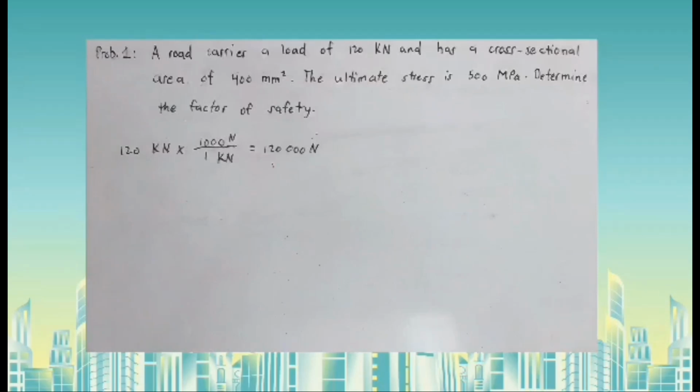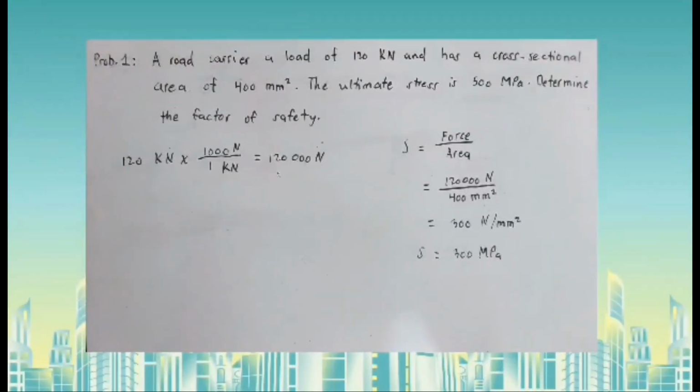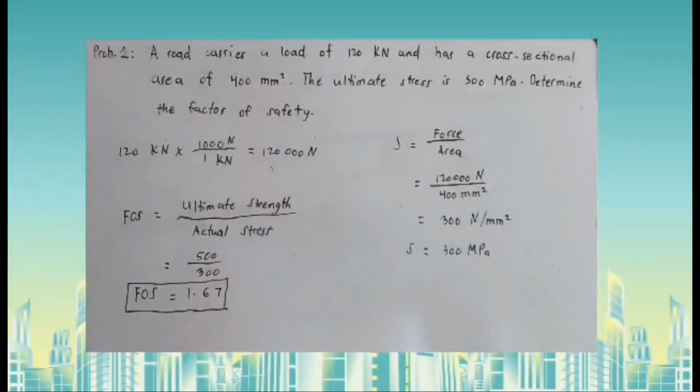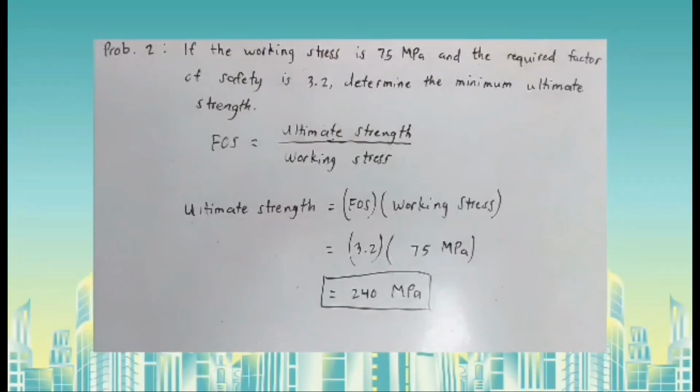So here is the solution of problem number 1. First step, we convert the load. Step 2, we compute actual stress with the formula: stress is equal to force divided by area. Step 3, we calculate factor of safety with the formula: factor of safety is equal to ultimate strength divided by actual stress. So here is the solution of problem number 2. We calculate the ultimate strength. We use a formula derived from the factor of safety formula. Ultimate strength is equal to factor of safety times working stress.